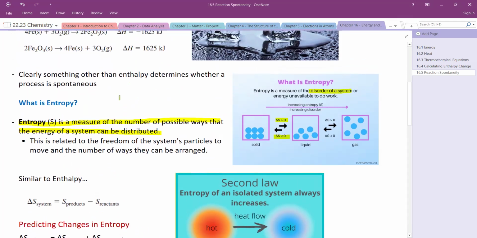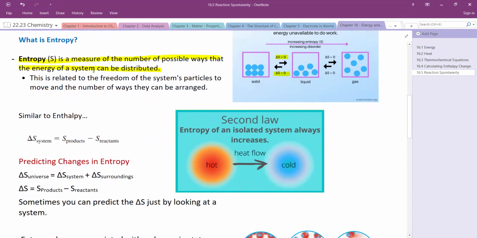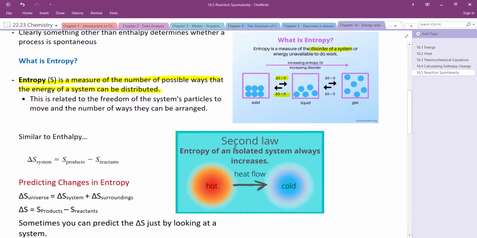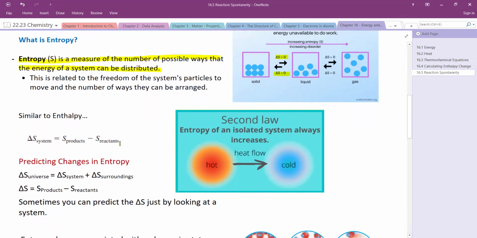This concept of entropy and entropy change is actually what's known as the second law of thermodynamics. And that law states that entropy in an isolated system will always increase. That is the second law of thermodynamics. That is actually the reason that heat flows from hot to cold, because it is increasing the entropy of the system being studied, right? The isolated system there.